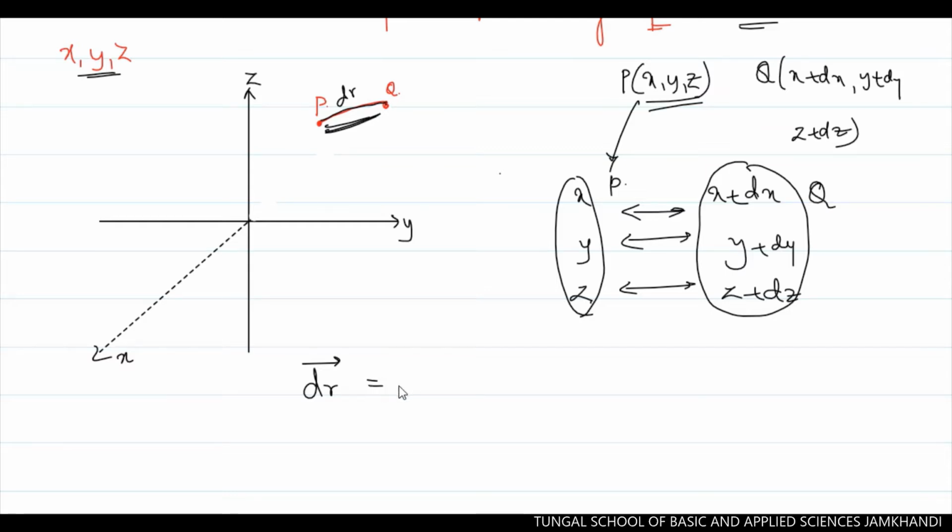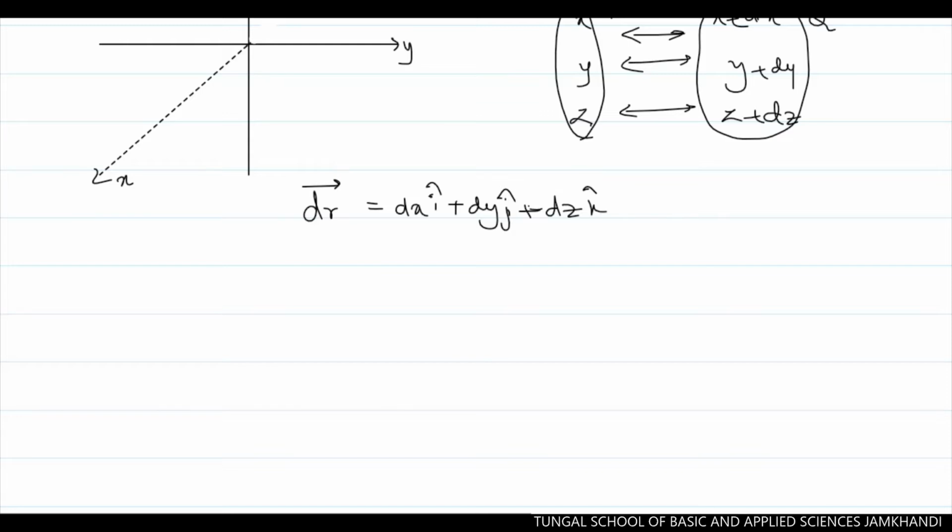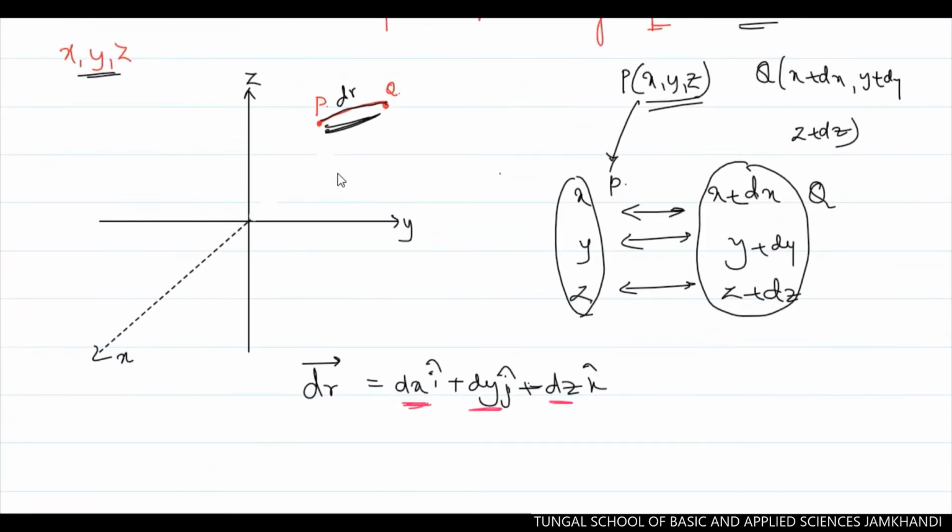So I can define this one as dx i cap, plus dy j cap, plus dz k cap, because this particular dx represents the small change in position from p to q in the x direction. There is a small change in position from p to q in the y direction, and a small change along the z direction. That's why, as I have defined here, dr is the overall displacement between the two points p and q.